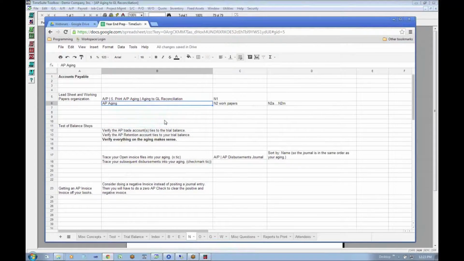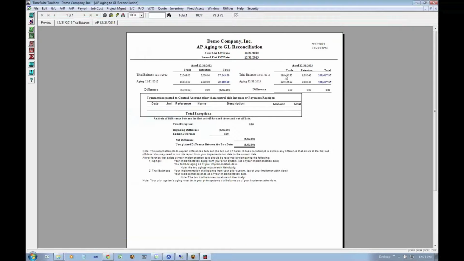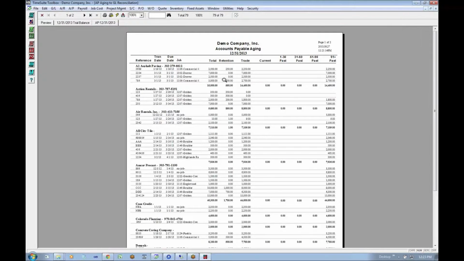So other test of balances items would be to verify your accounts payable trade ties to your trial balance. We did that by looking at the report. The lead sheet identified that. Verify AP retention ties to the trial balance. So trade and retention, and verify everything on the aging makes sense. When we go to trade and retention, we have a trade column and a retention column. And then to make sure everything makes sense, you're going to go through here and make sure, just somebody who's familiar with it is going to make sure it makes sense.